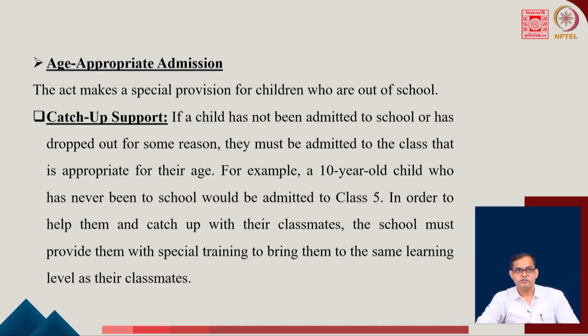Age appropriate admission. The Act makes a special provision for children who are out of school. Catch up support. If a child has not been admitted to school or has dropped out for some reason, they must be admitted to the class that is appropriate for their age. For example, a 10 years old child who has never been to school would be admitted to class 5. In order to help them catch up with their classmates, the school must provide them with special training to bring them to the same learning level as their classmates.